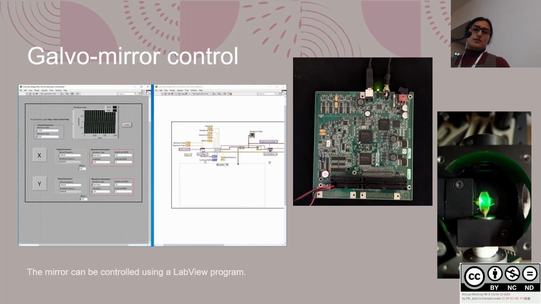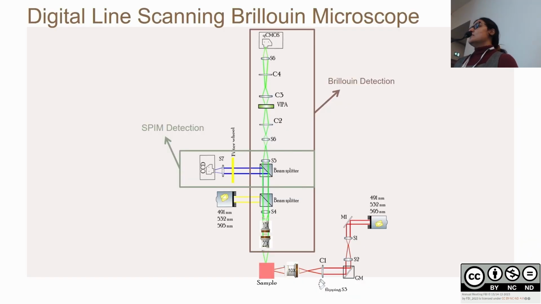So why the Q-CMOS camera? Oh, sorry, and I forgot this. There's something called a galvo mirror that we use here. And the novelty in my project comes from the fact that it's a digitally line scan Brillouin microscope. There already exist line scan microscopes, but nothing which is digitally line scan. And this digital line scanning comes from the galvo mirror, and also the Q-CMOS camera.